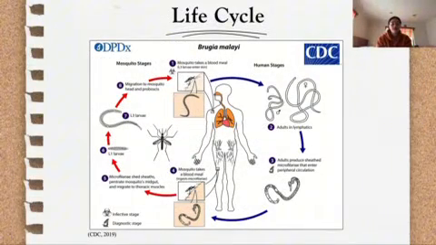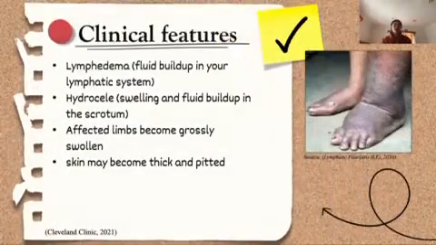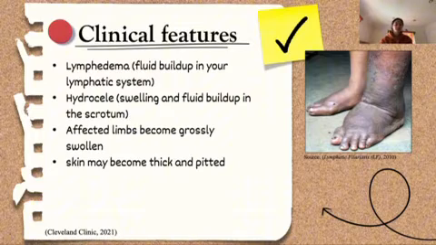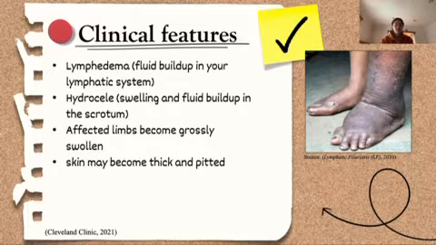This diagram under the life cycle just basically illustrates what I've discussed on the previous slide, and we're moving on to clinical features. The clinical features of Brugia malayi include lymphedema, which is basically the fluid build-up in your lymphatic system, and hydrocele, swelling and fluid build-up in the scrotum. Affected limbs become grossly swollen, and the skin may become thick and pitted. This can be shown by the picture at the side.